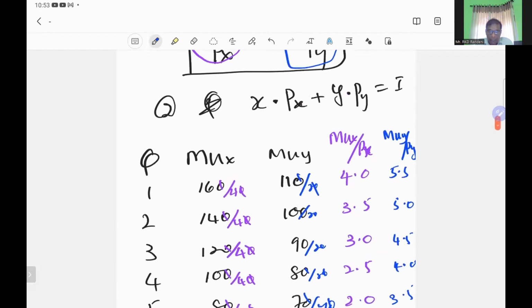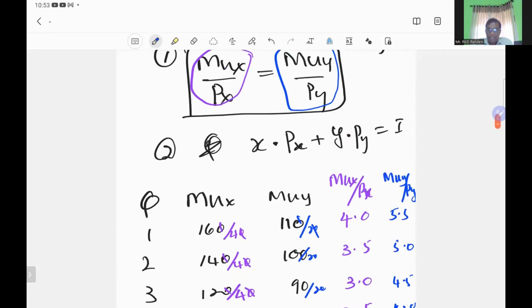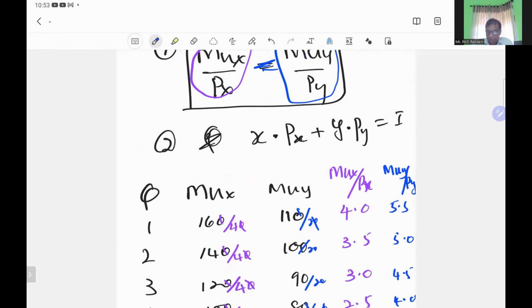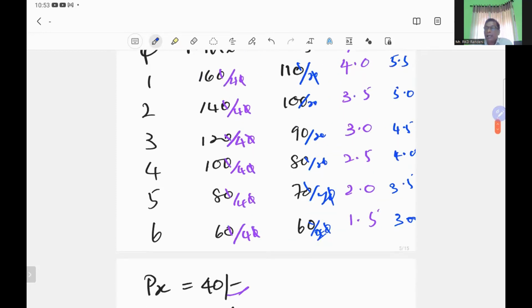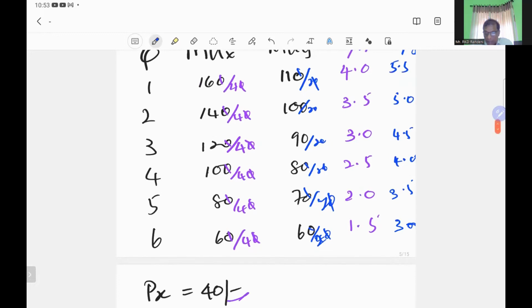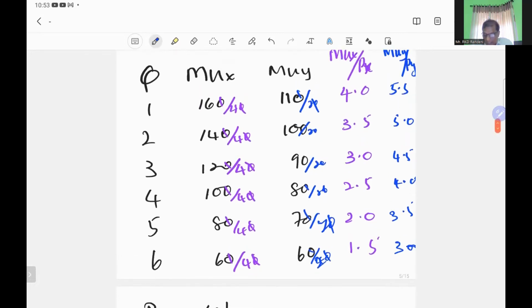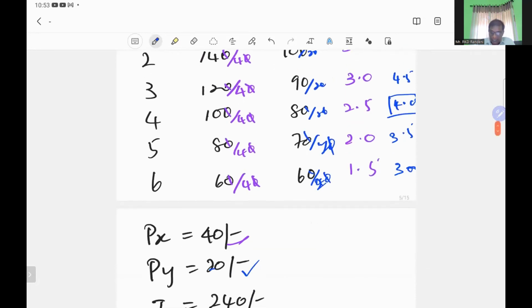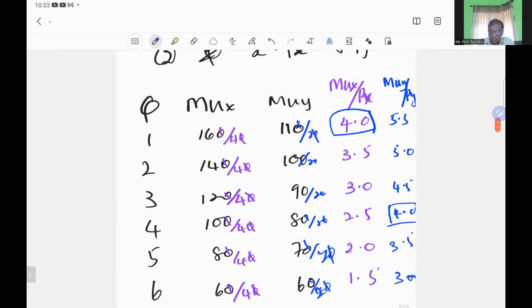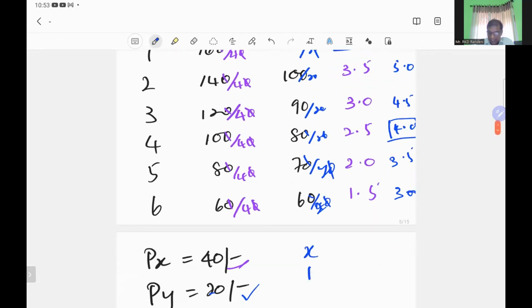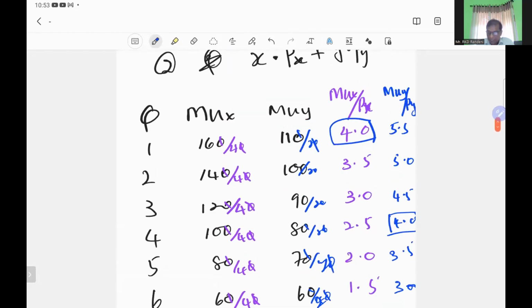Now, MUX divided by price of X equals MUY divided by price of Y. Now you can tally these quantities. Here 4 and 4. Here 4 means X, 1 unit from X. Then here Y, 4 means 4 units from Y.